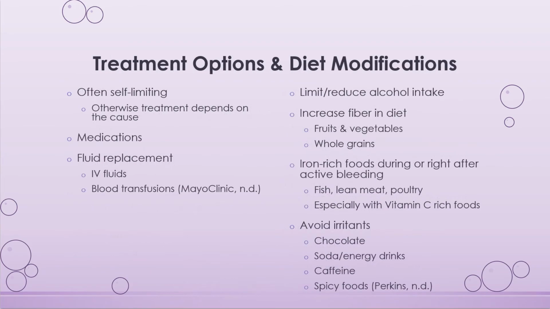So some treatment options and diet modifications. So treatment options for GI bleeding, most oftentimes it's self-limiting, meaning that it resolves on its own. If that's not the case, treatment is directed then towards the cause. So for example, upper GI bleeding, the most common is peptic ulcer disease, and a way to help treat that would be drugs called PPIs or proton pump inhibitors, and these help to decrease the amount of acid production in the stomach so there's not as much irritation, so then there wouldn't be the bleeding.